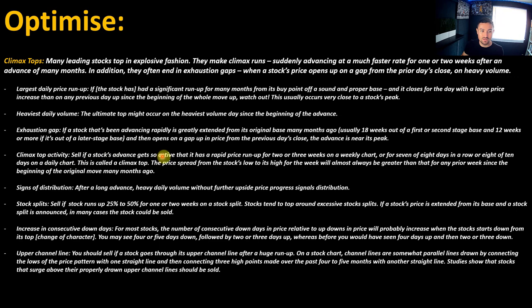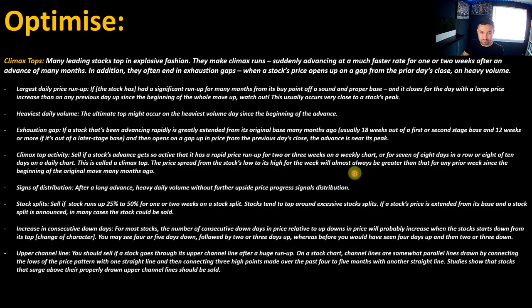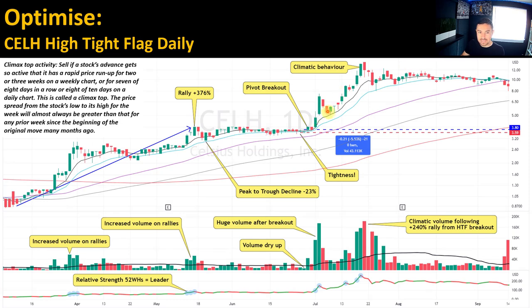Climactic top activity. Sell if a stock's advance gets so active that it has a rapid price run up for 2 or 3 weeks on a weekly chart. So like this, rapid price advance for 2 or 3 weeks on a weekly chart, or for 7 or 8 days in a row, or 8 of 10 days on a daily chart. This is called a climax top. The price spread from the stock's low to its high for the week will almost always be greater than any prior week since the beginning of the original move. So just on the daily chart, look how many days you have up in a row here. This is very climactic behavior.